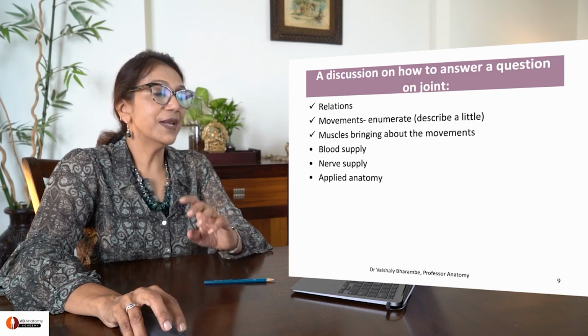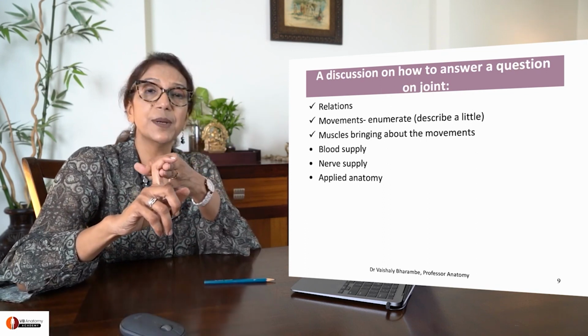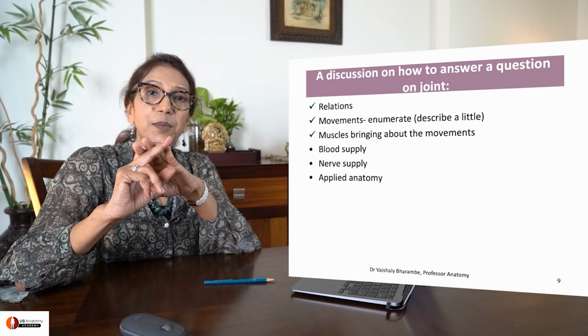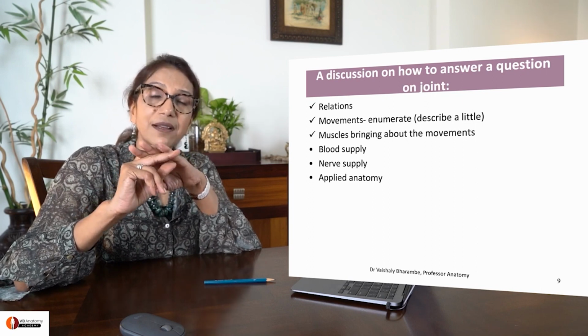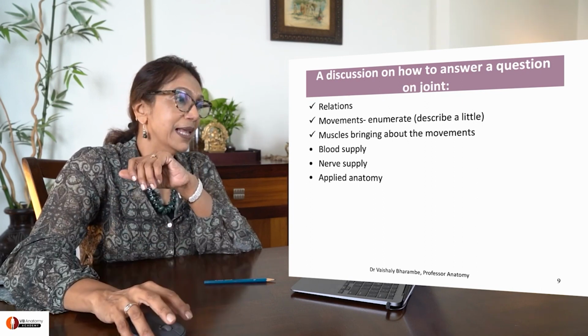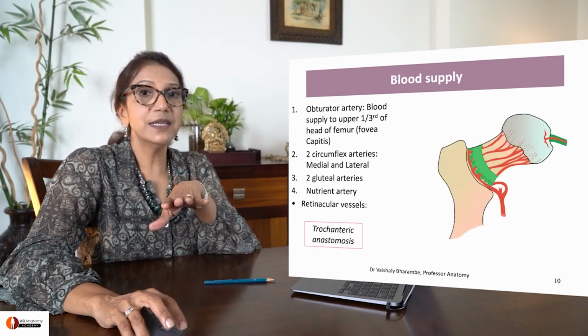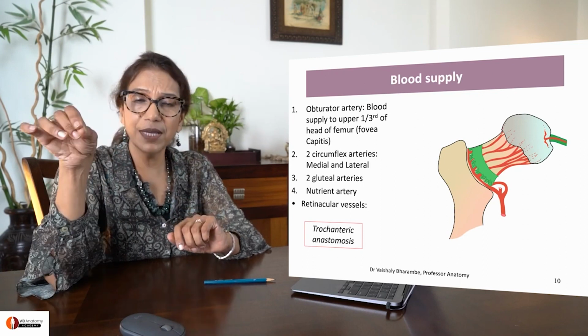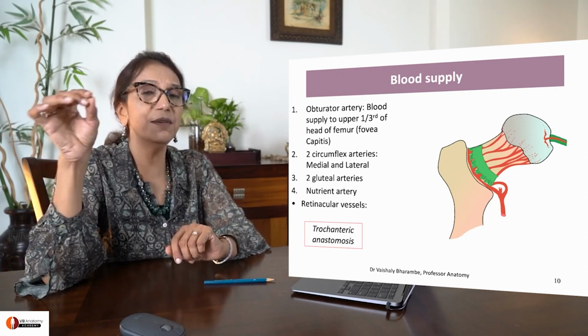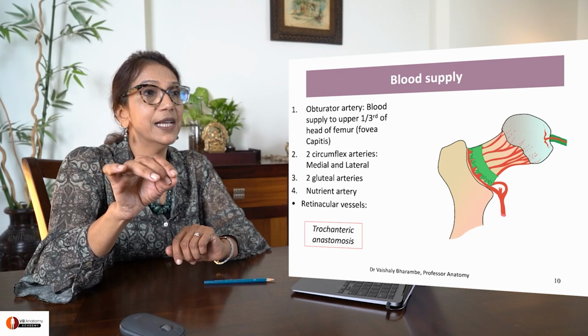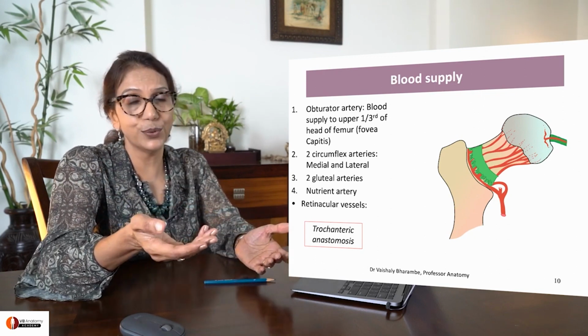Right. So we've done relations, movements, and muscles bringing about movements. You remember why I coupled them together? Because they are one unit. Let's now go to blood supply, nerve supply, and applied anatomy. Blood supply, put big stars to it. In case you're writing, put big stars to it. Very, very important. Clinically, this is what you need to know.